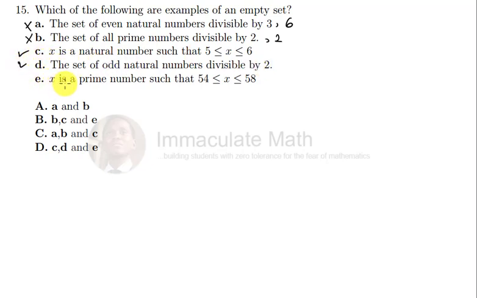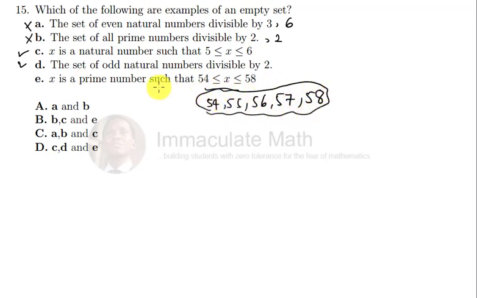Okay, so the last one is x is a prime number such that 54 is less than x less than 58. So even if you try to list all the elements between these, we have 54, 55, 56, 57, and 58. Okay, so you will discover that all these numbers are not prime numbers.